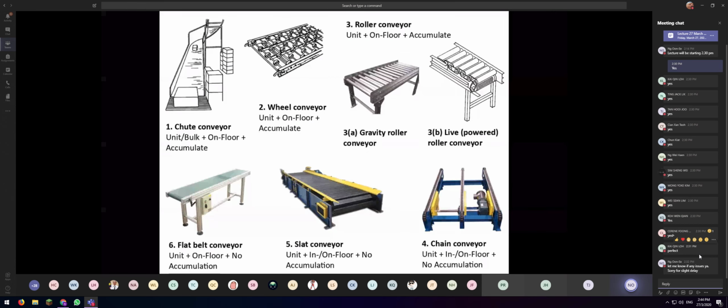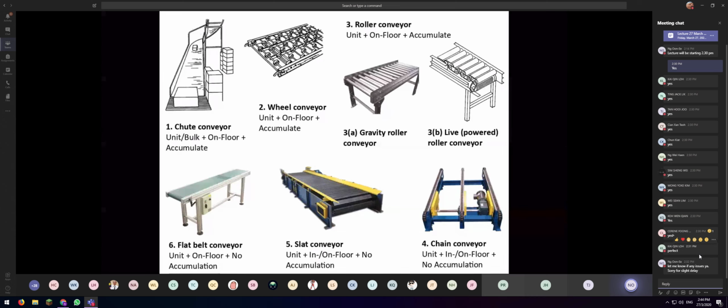So these are some examples of conveyors. There's a lot of examples. So your chute conveyor is basically a slide. And the properties of the conveyor: yes, it can handle unit or bulk, it's normally on the floor, and it can be allowed to accumulate. So I won't mention these for the rest because they're all about the same.